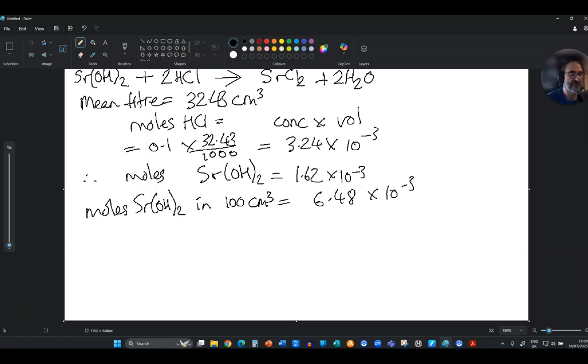The question actually asks us to work out the mass in grams of strontium hydroxide in 100 cubic centimetres. So we need to multiply the number of moles by the relative molecular mass of strontium hydroxide, and that will tell us the number of grams of strontium hydroxide that are dissolved in the 100 cubic centimetre sample at saturation. So we can see that we have 0.788 grams of strontium hydroxide in 100 cubic centimetres of solution, and that solution was at saturation point. So this is the solubility of strontium hydroxide in water at 20 degrees.